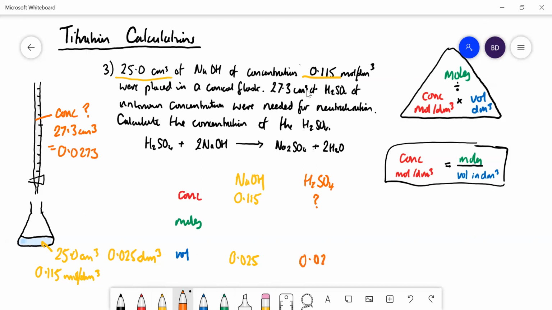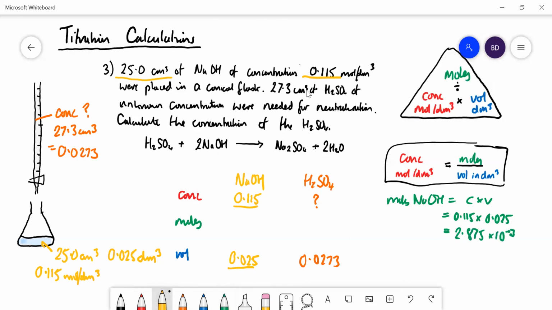So 0.0273. Now, we know two things about the sodium hydroxide, so we can work out the third. We can work out the moles of sodium hydroxide. So moles of NaOH, concentration times volume. The concentration is, what is it? It's 0.115 multiplied by 0.025. That's equal to 2.875 times 10 to the minus 3. Again, in standard form, we'll just leave it in standard form. So that's 2.875 times 10 to the minus 3.